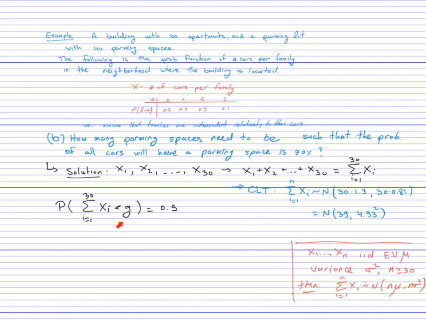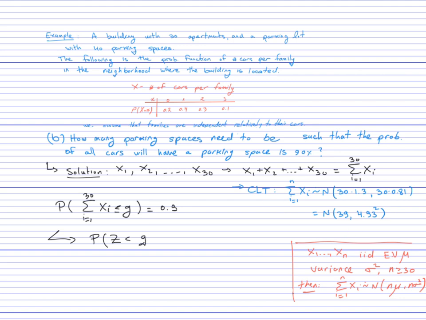Okay, on the previous question, G was given to you, and we needed to compute the probability. And now we need to find the number of parking spaces such that the probability that all cars will have a parking space is 90%. Now how exactly do we solve those types of questions? We just need to normalize. Again, use the CLT, so we can just use the same as we did before.